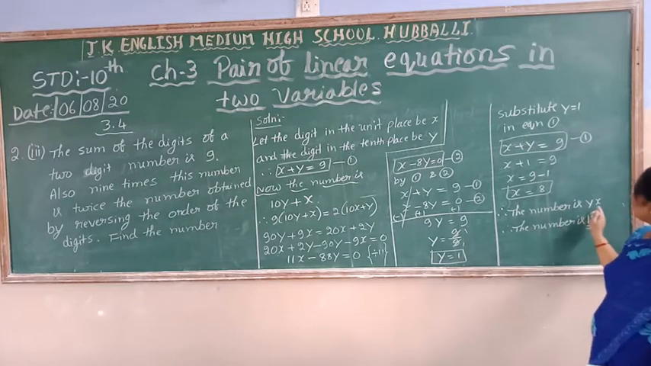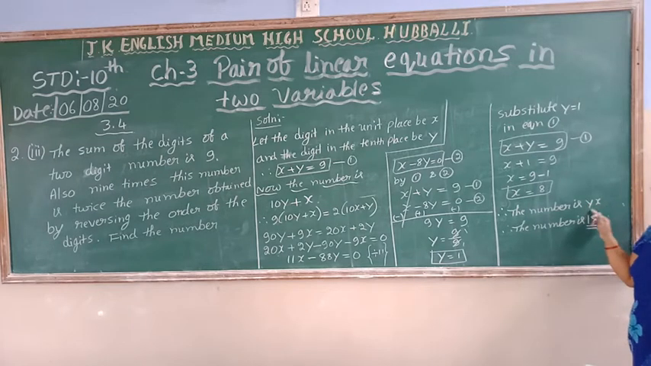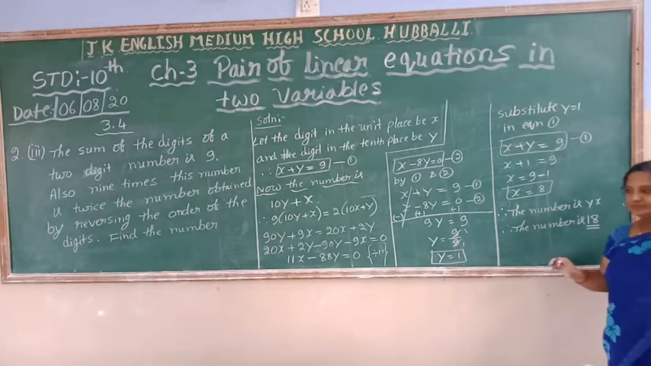Therefore, the number is yx. What we kept: let the unit digit be x and the 10th digit be y. Let the 2-digit number be yx. So we got the values of y and x. We substitute those values, and the number becomes 18. 8 is in the unit place and 1 is in the 10th place. The given 2-digit number is 18. See that? Copy down.